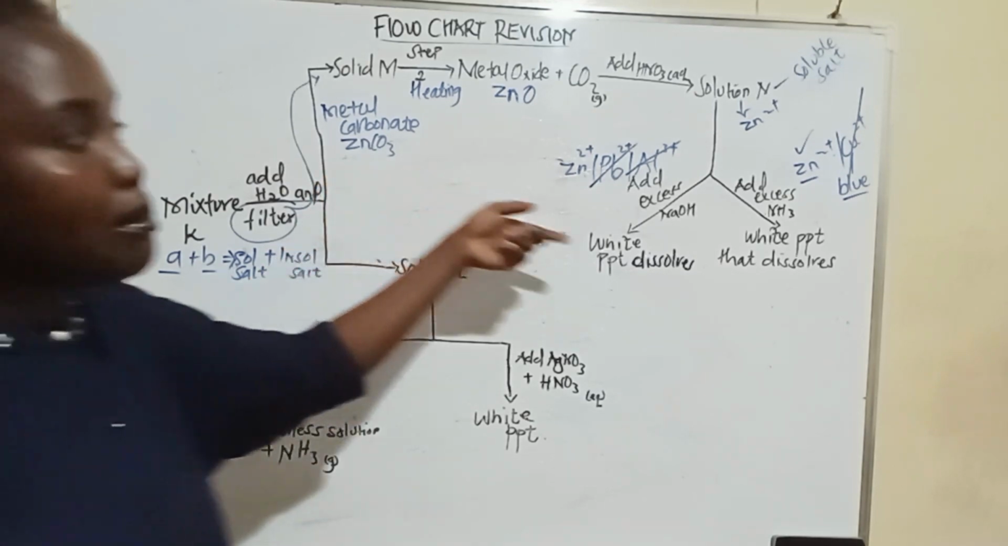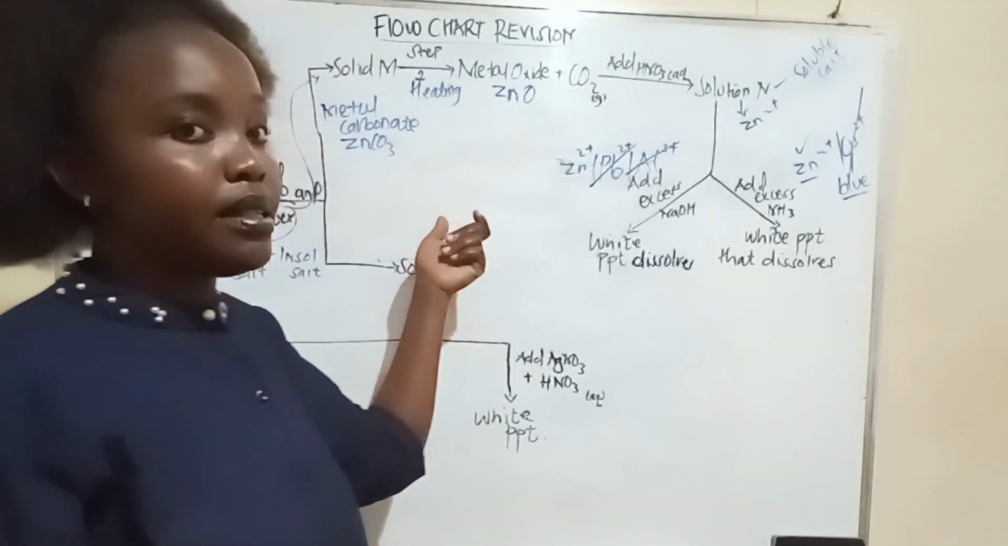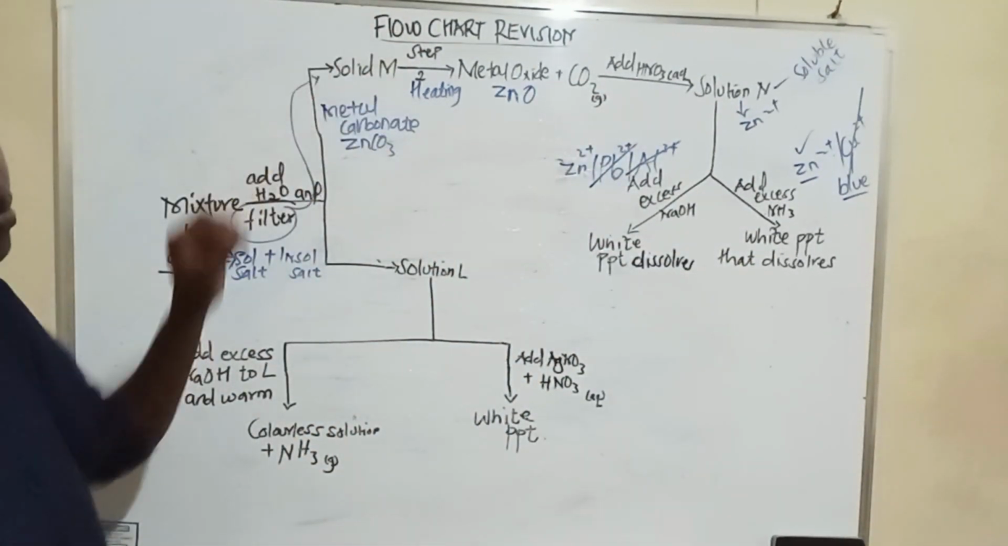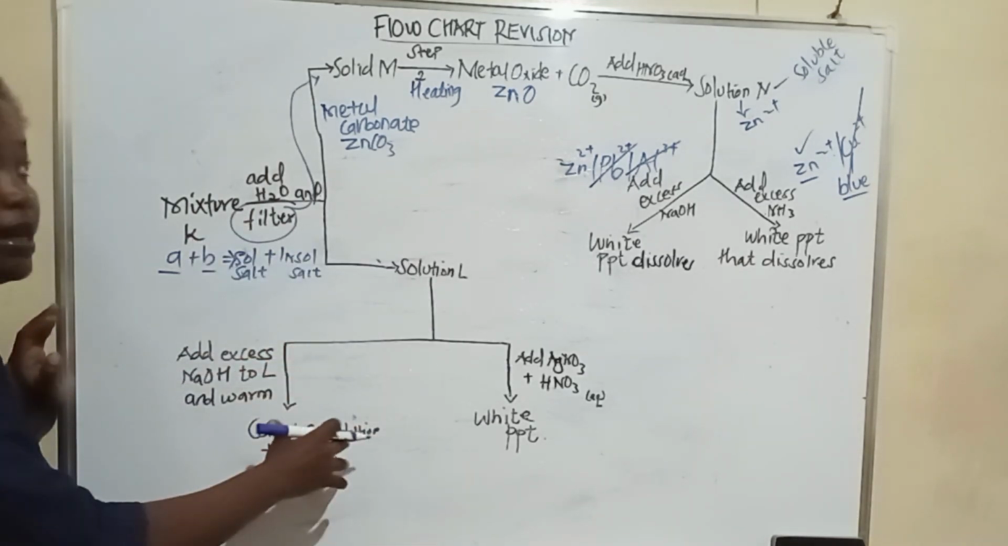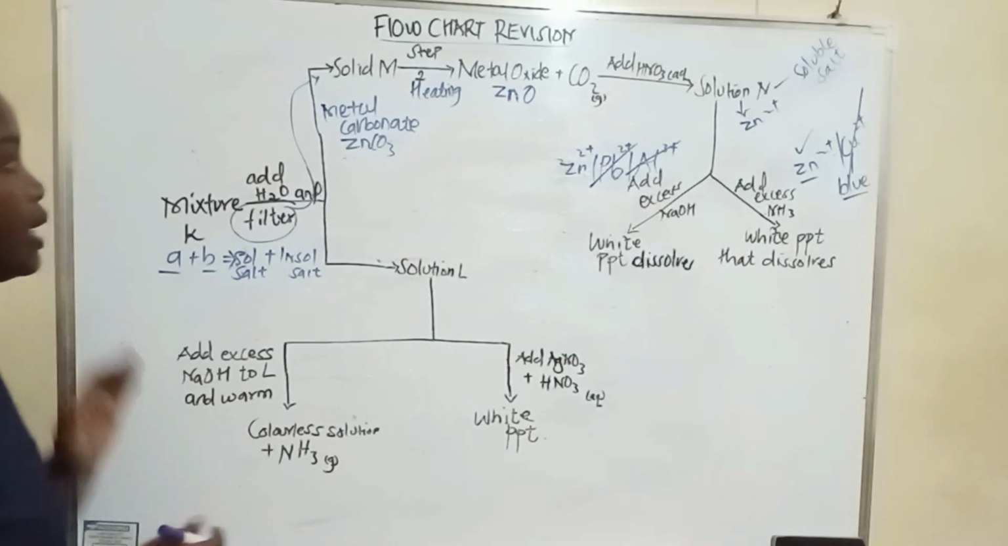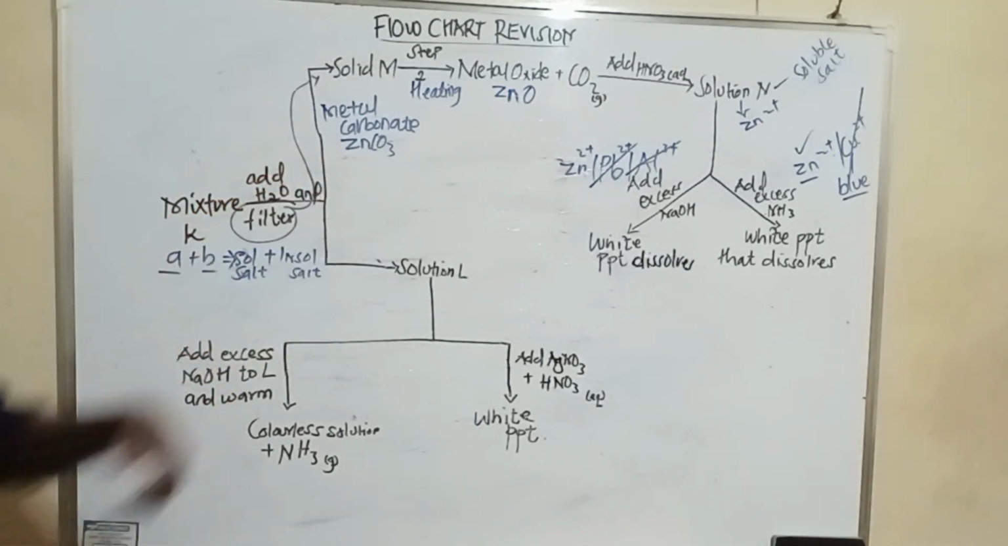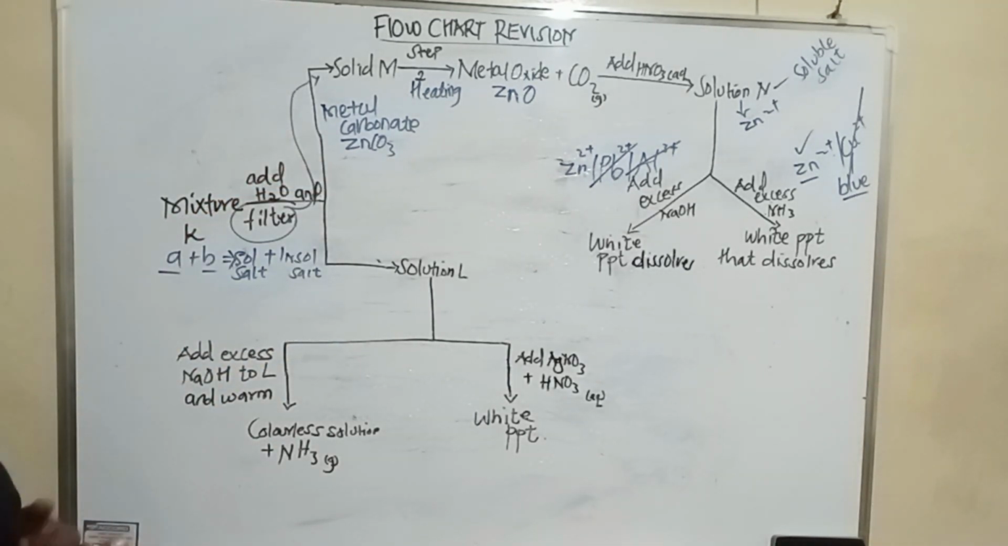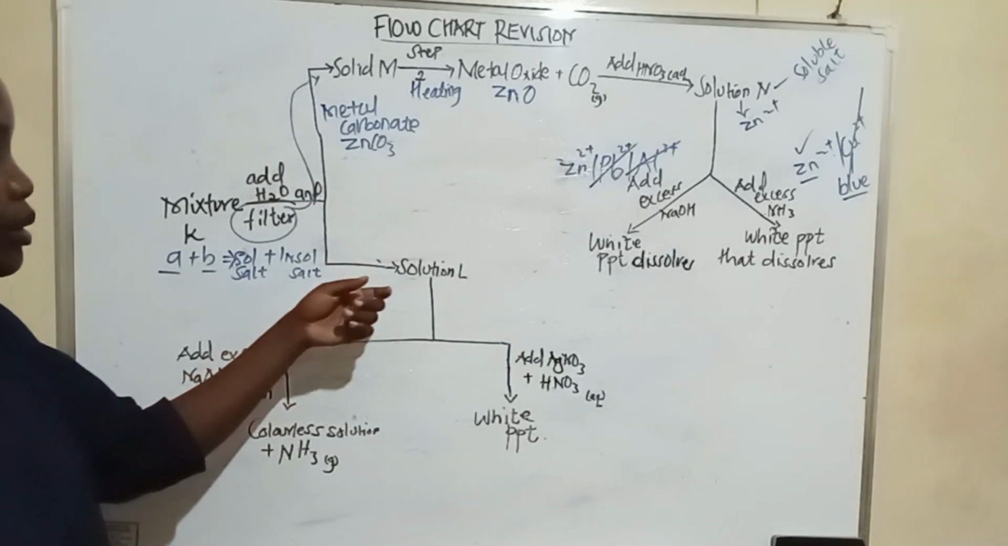So it's like going backward, we are going back like that, right? So we have solved that. Now we go to the second part. We deal with one part as we come to this other part. Now we can see our solid M is a zinc carbonate. Now we come to solution L. So we see we have solution L here.